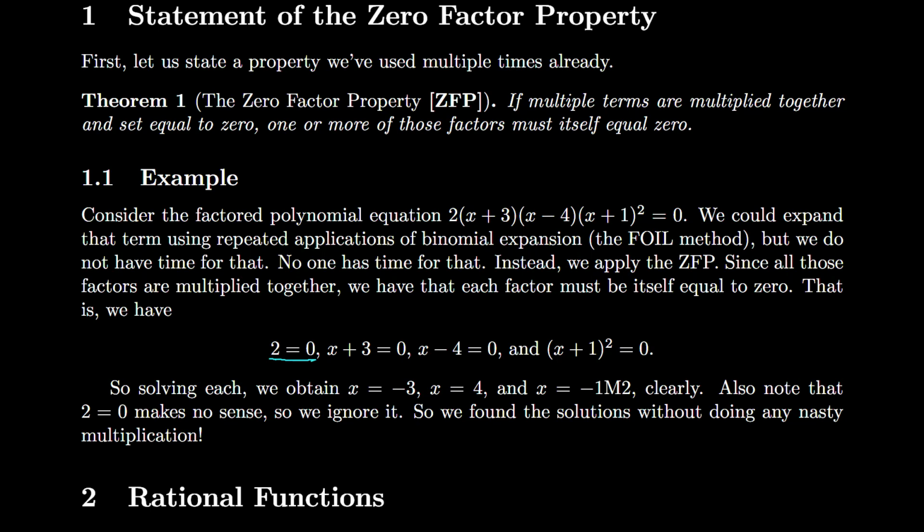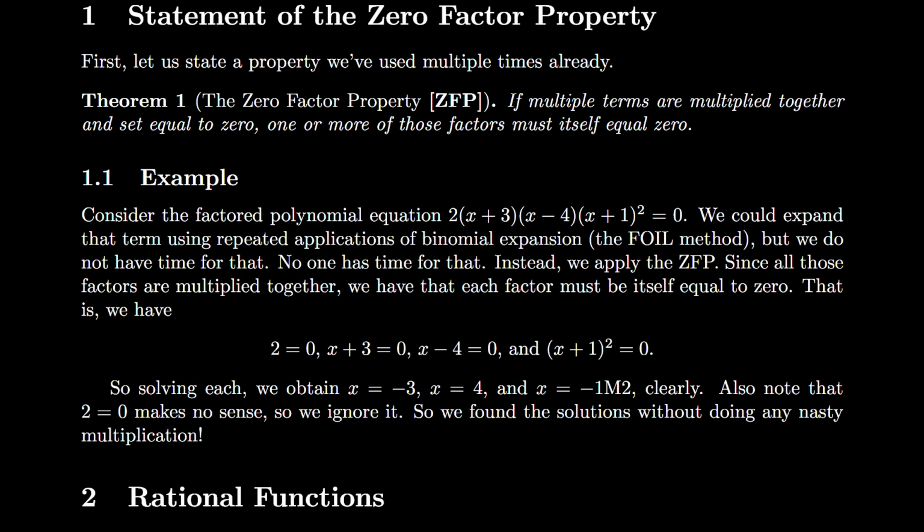You set it equal to 0, but we ignore it, so don't worry about it. So we found the solutions without doing any nasty multiplication, and that's cool. And another way you can think about this 2 equals 0 thing is you could take this equation and just divide both sides by 2. If you divide this side by 2, the 2's cancel, and you're left with just 1. And then 0 divided by 2 is, well, 0. So nothing really changed, so in that way, it didn't matter either.